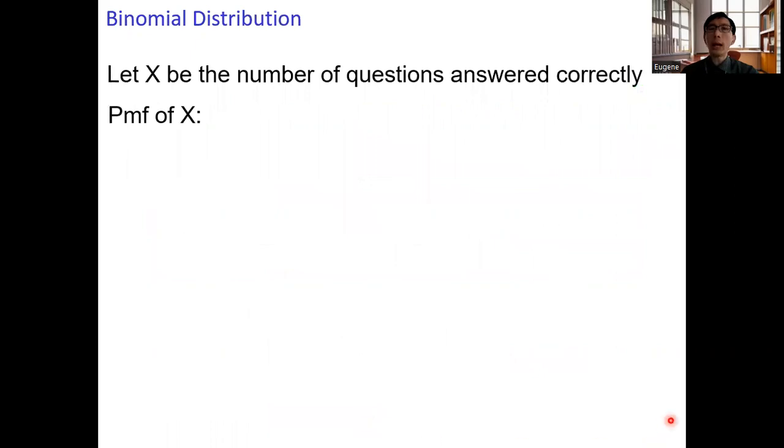Let's get back to our example. Let x be the number of questions answered correctly. And we have the PMF of x. P of x equals 0 means all the questions are answered incorrectly. The number of questions answered correctly is 0. So we have this expression, 4C0 times 0.2 raised to the power 0 times 0.8 raised to the power 4, equals 0.4096.